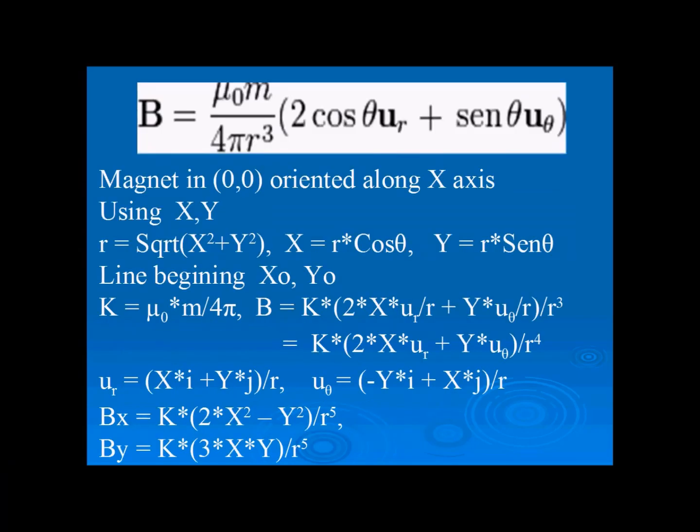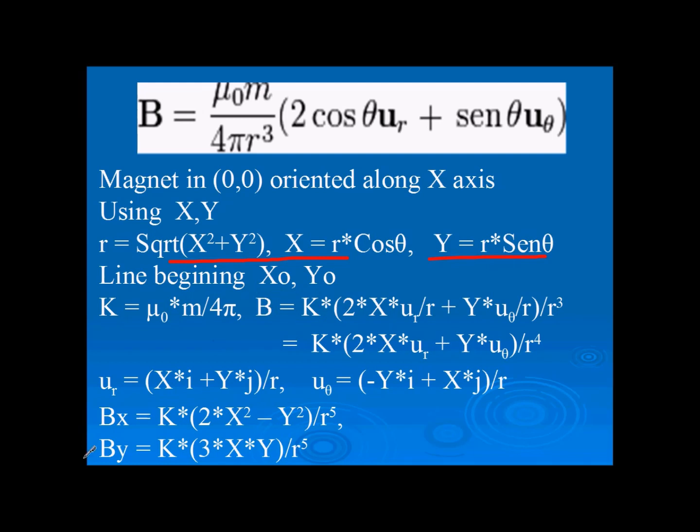r equals the square root of the squared sum of x and y. Also, x equals r multiplied by the cosine of theta, and y equals r multiplied by the sine of theta. With that, we get the x and y components of the magnetic field, and given the x and y initial data, we can get the solutions.